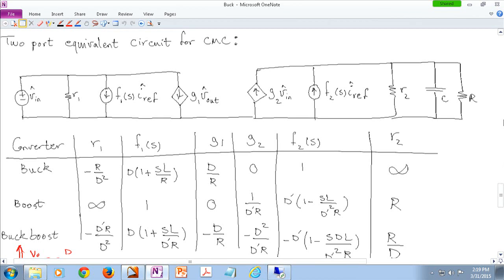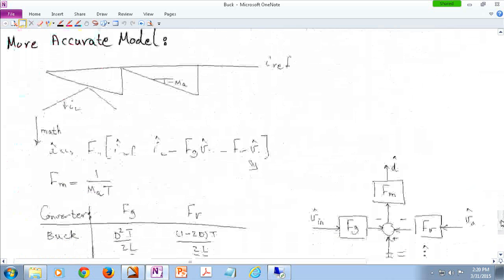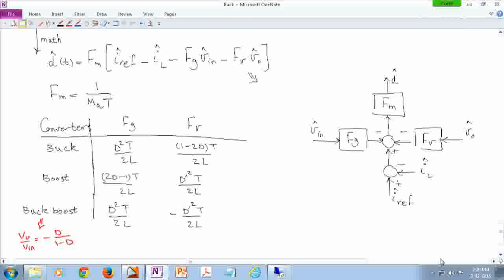After that, we talked a little bit about the more accurate model. We did not go through the details of the more accurate model. I just showed you the results. Basically, if you open up a paper or a textbook and you see a diagram like this, this is referring to the more accurate model. In the more accurate model, the value of the duty cycle is influenced by changes in the input voltage, changes in the output voltage, changes in the inductor current, as well as changes in the reference for the inductor current.